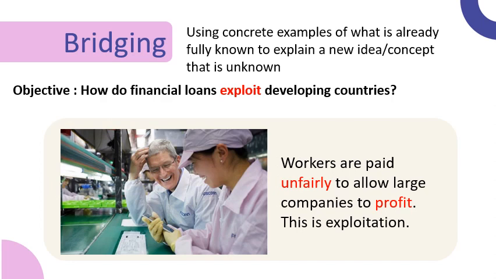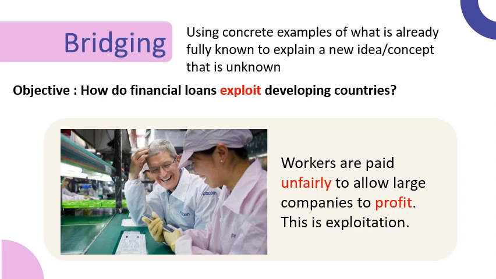So I might talk about sweatshops or factories or manufacturing industry in developing countries we've looked at before. I've got an image here of Foxconn, a Chinese franchise company which makes electronic products for companies such as Apple. My example here is workers are paid unfairly to allow large companies to profit. I tell them this is an example of exploitation: the worker there is paid unfairly, not well enough, not a high enough salary, in order that companies like Apple can make money and profit.